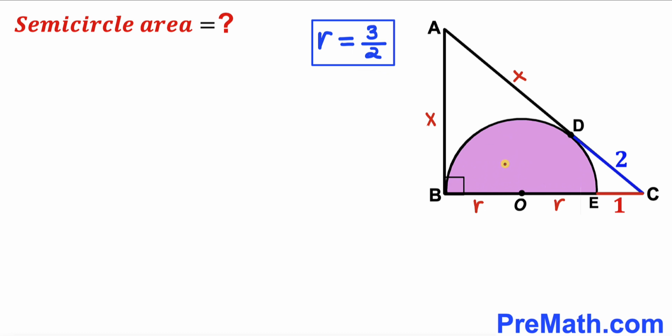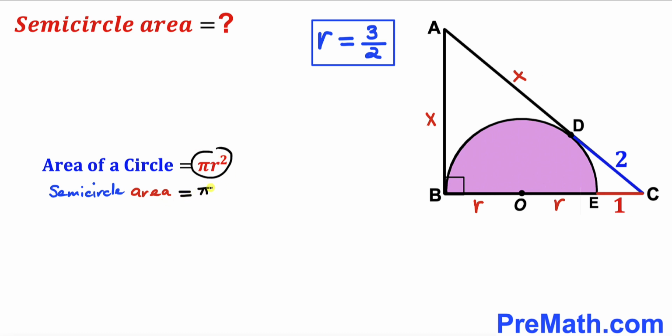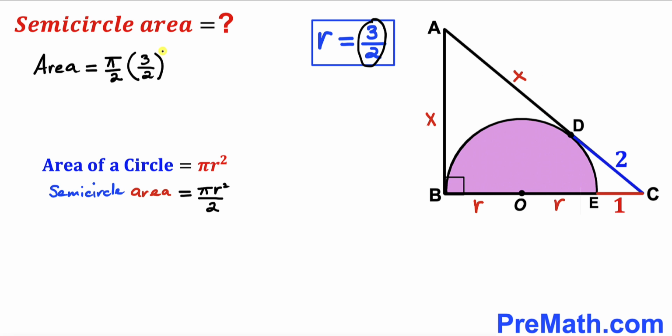And here's our final step. Now we are going to calculate the area of this semicircle. Let's recall the area of a circle formula: area equals pi r square, where r is the radius. Since we are dealing with a semicircle, the area of the semicircle is going to be pi r square divided by 2. So the area of this purple semicircle is going to be equal to pi divided by 2 times our radius 3 divided by 2, whole square.